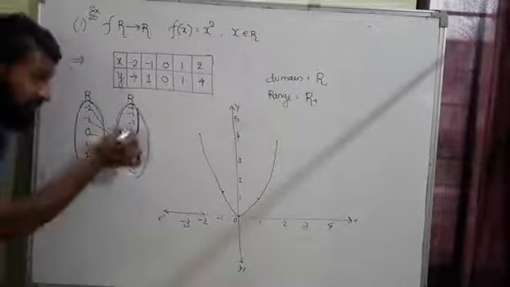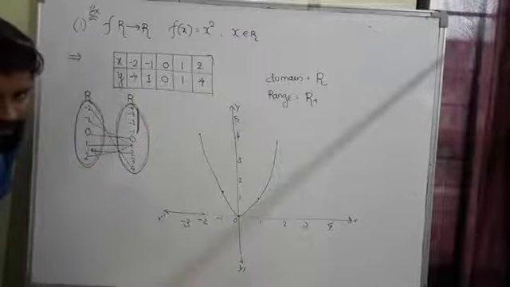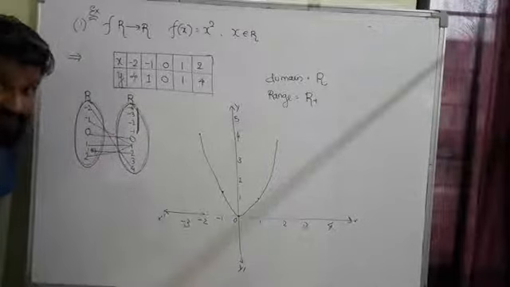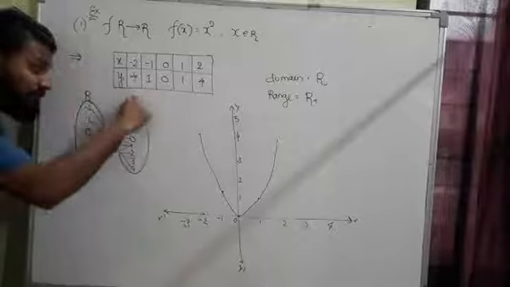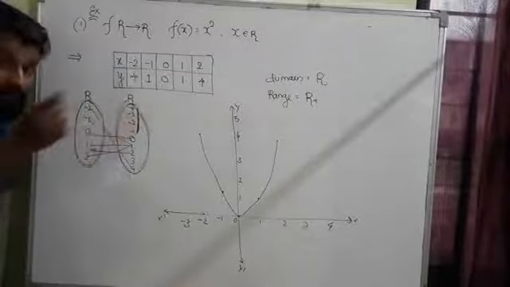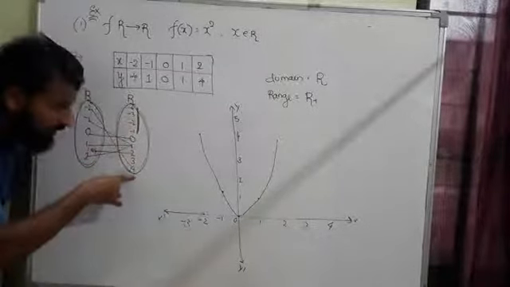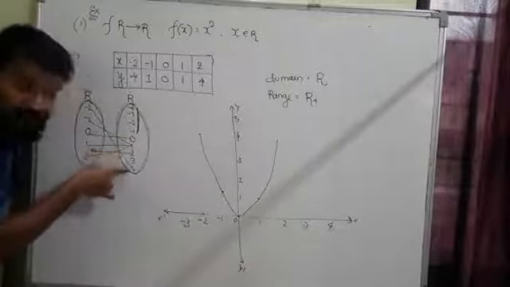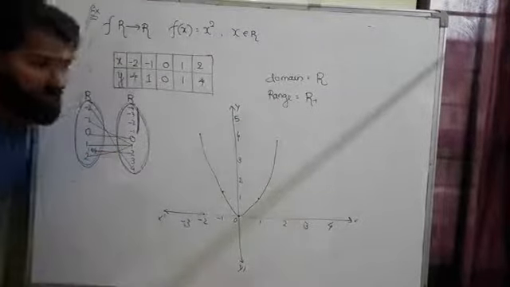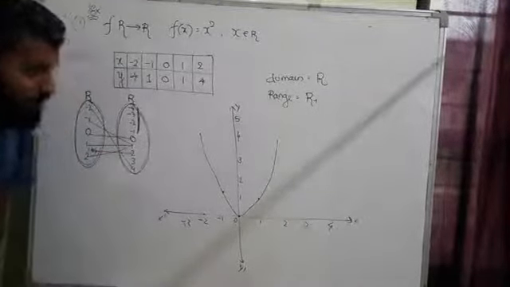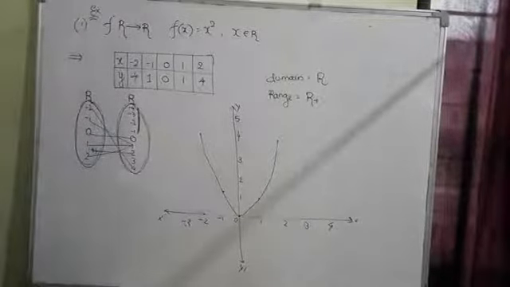But the negative numbers will be left unconnected. So whenever we are saying codomain, the whole set will be codomain, but range only the connected elements. Since only positive numbers are connected, we write R plus. Artha aita? Very good. So please pause the video and note it down.